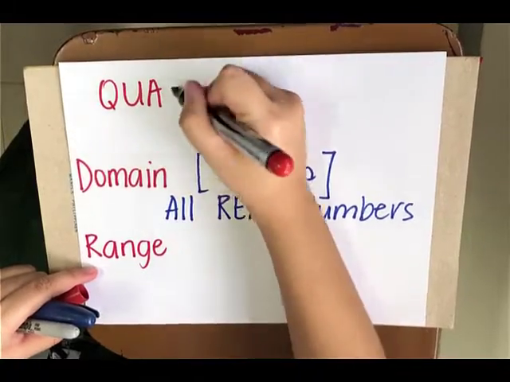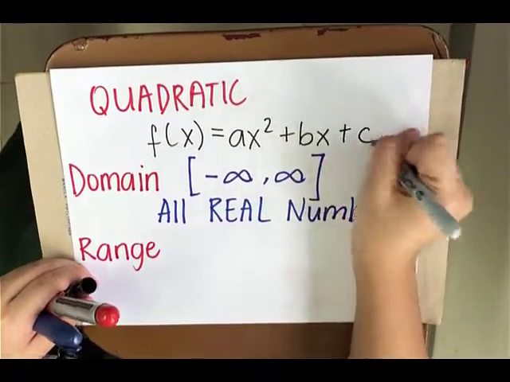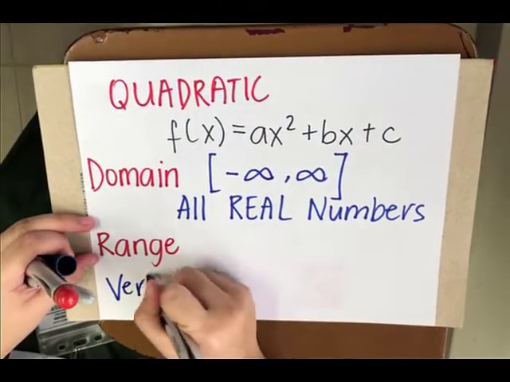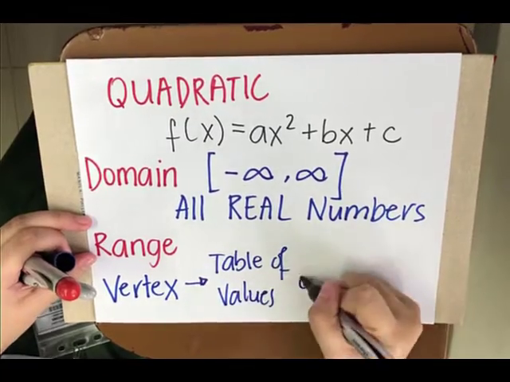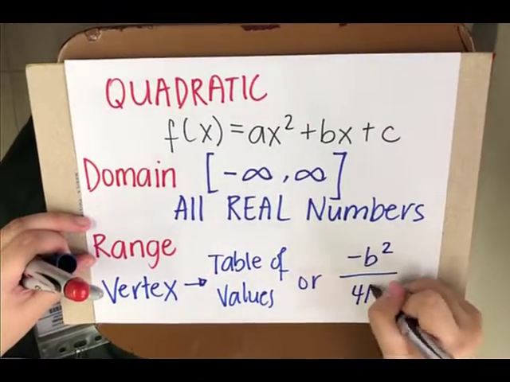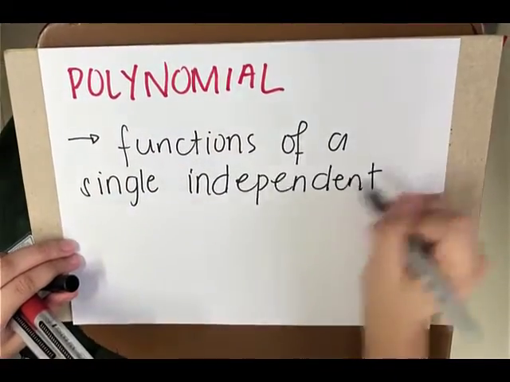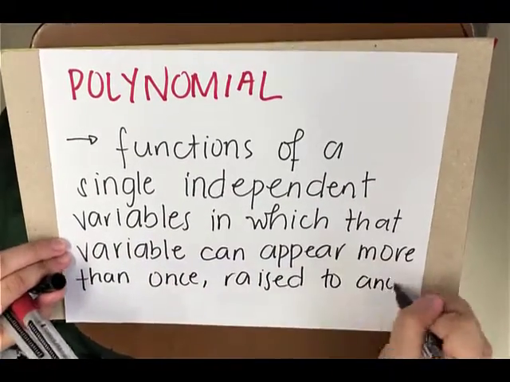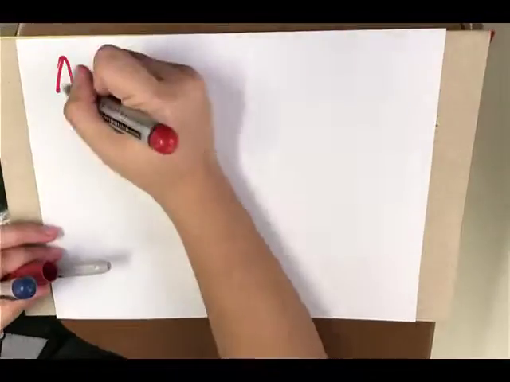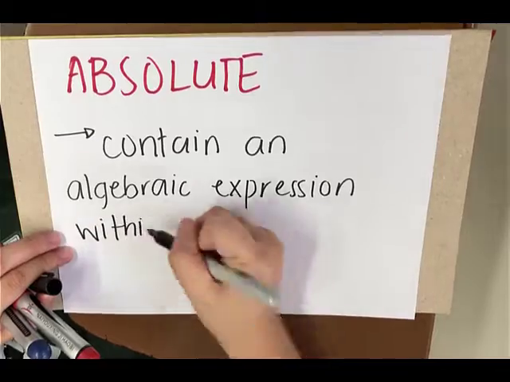Quadratic functions are denoted by f of x is equal to ax squared plus bx plus c. To get its range, the vertex must first be identified. The table of values can be used, or the formula negative b over 2a. Polynomial functions are functions of a single independent variable, in which that variable can appear more than once, raised to any integer power. Absolute functions are functions that contain an algebraic expression with absolute value symbols.